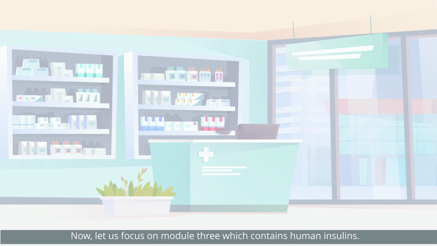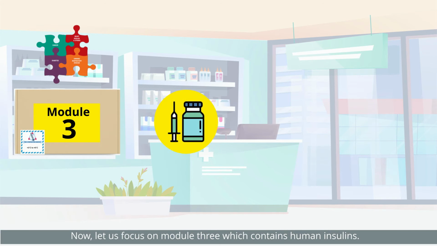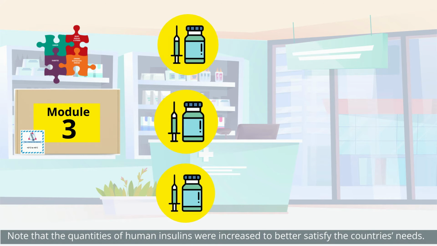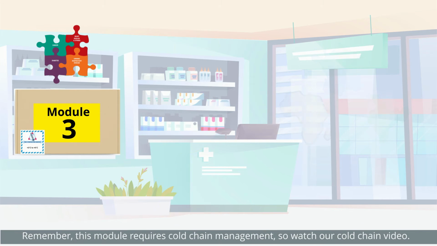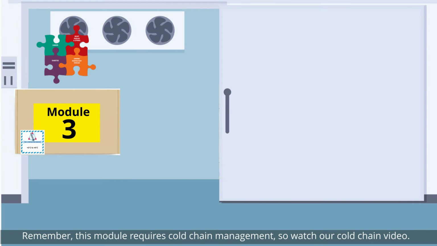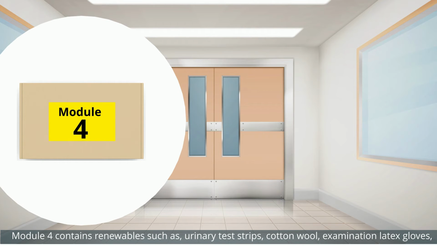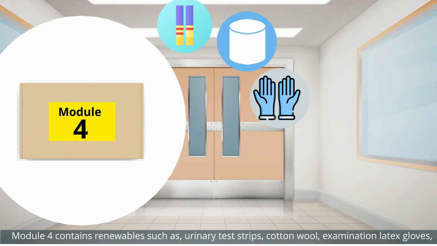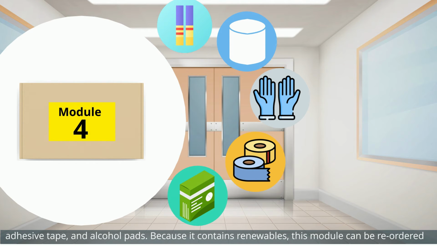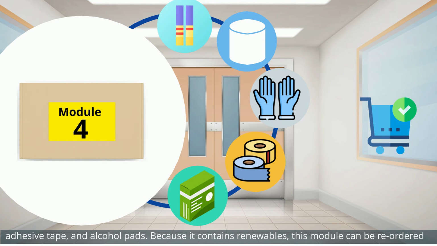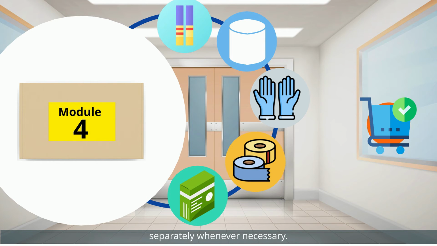Now, let us focus on Module 3, which contains human insulins. Note that the quantities of human insulins were increased to better satisfy the country's needs. Remember, this module requires cold chain management, so watch our cold chain video. Module 4 contains renewables such as urinary test strips, cotton wool, examination latex gloves, adhesive tape, and alcohol pads. Because it contains renewables, this module can be reordered separately whenever necessary.